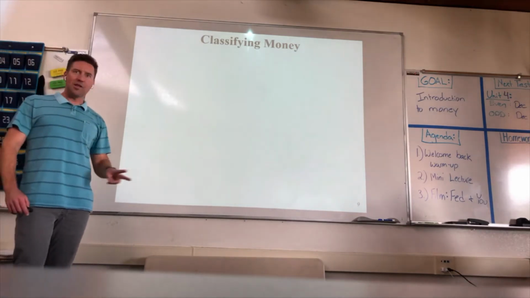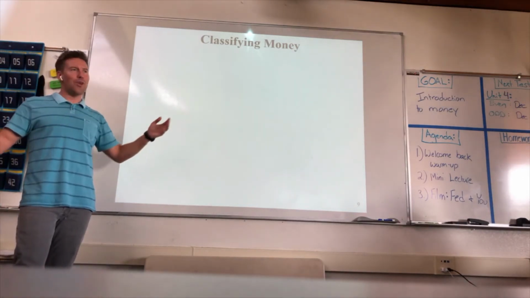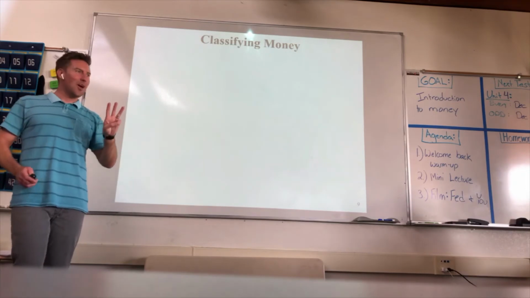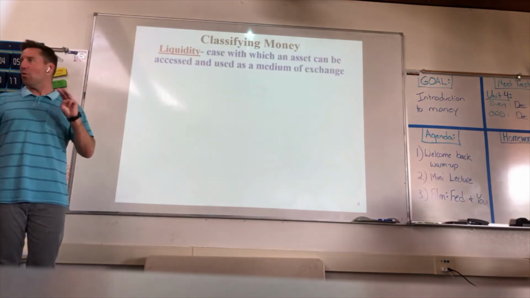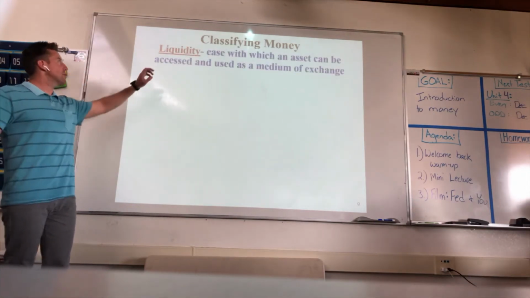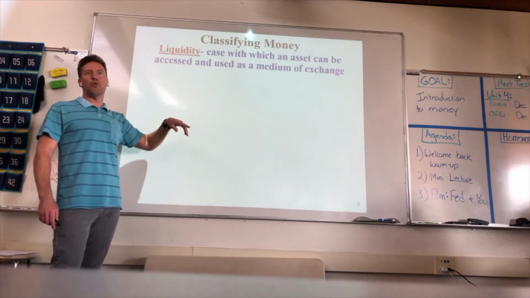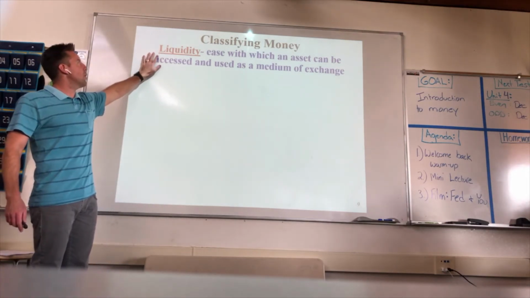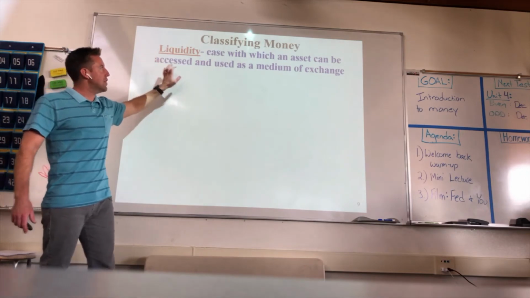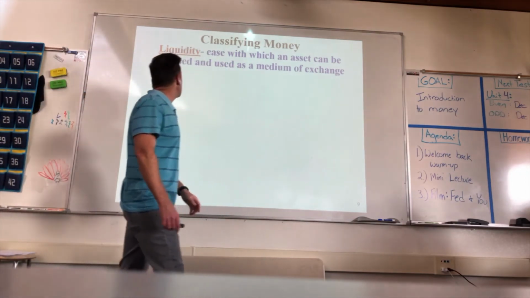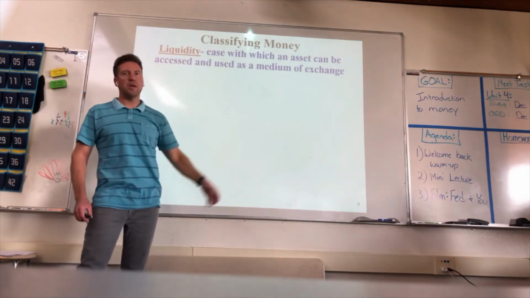Our book, in its old age wisdom, has three types of money. We don't need three types of money anymore. We're only going to be looking at the two types of money. So we're going to have M1 money and M2 money. And they're both evaluated by what's called their liquidity. And that's the ease with which an asset can be accessed and used as a medium of exchange.